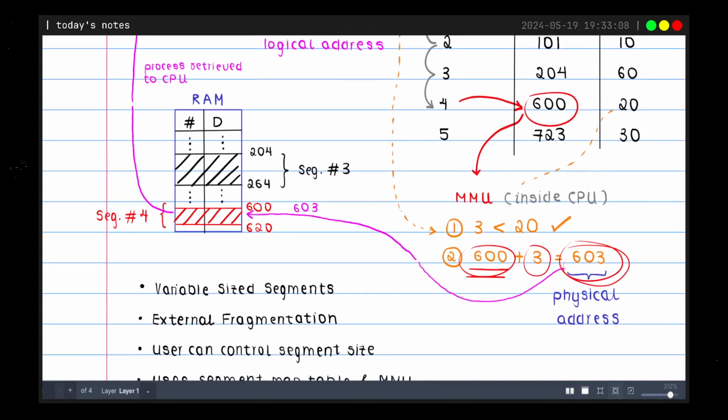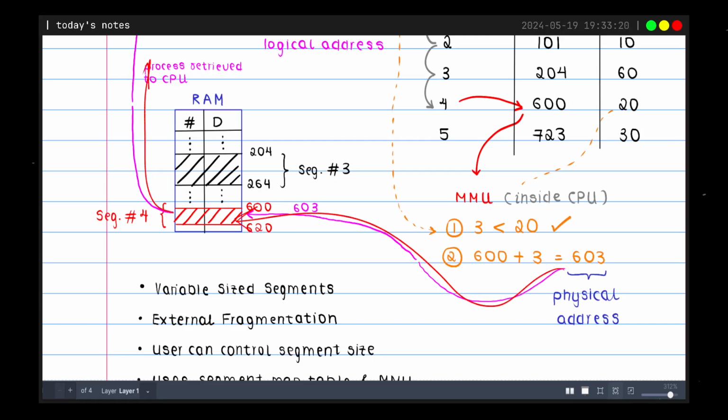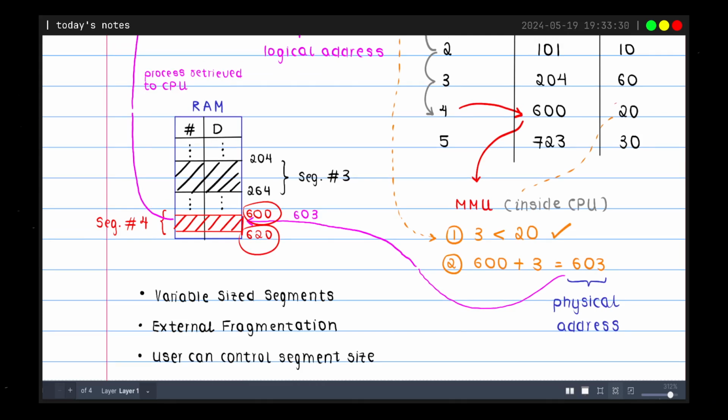And what's going to happen is the CPU is going to direct this physical address to be read from the RAM via the address bus. So really what happens here is 603 is going to be looked up in the RAM, and the respective process is going to be retrieved to the CPU. And remember, this entire block here from 600 to 620 belongs to segment 4. And why is it 600 to 620? Because based on the segment map table, segment number 4 has a size of 20.